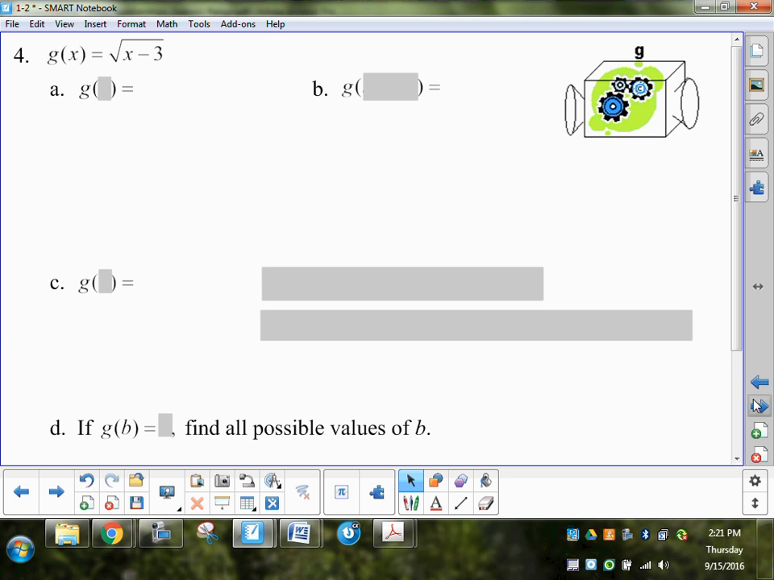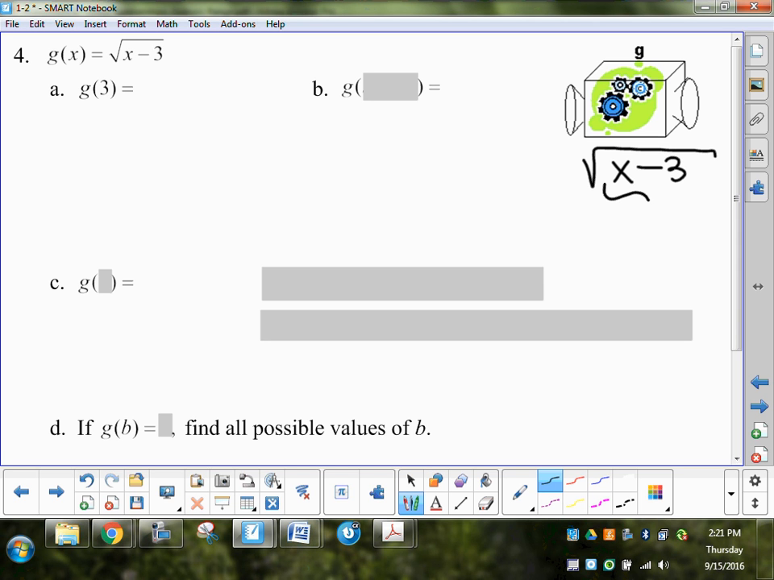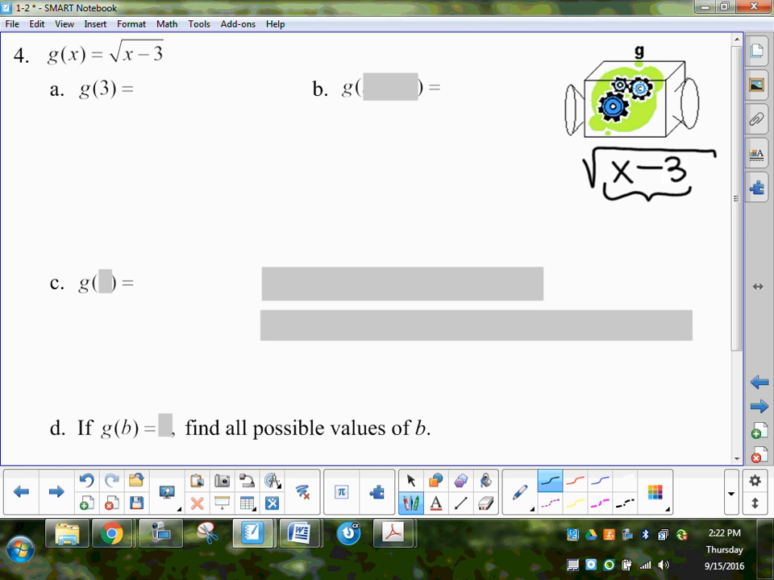Now, I go through and look at this, and again, we're not gonna finish quick enough. G of 3. Here's one thing to make sure that we understand. We've got the square root of the quantity x minus 3. Does anybody know the name of the expression under the radical? It's called the radicand.